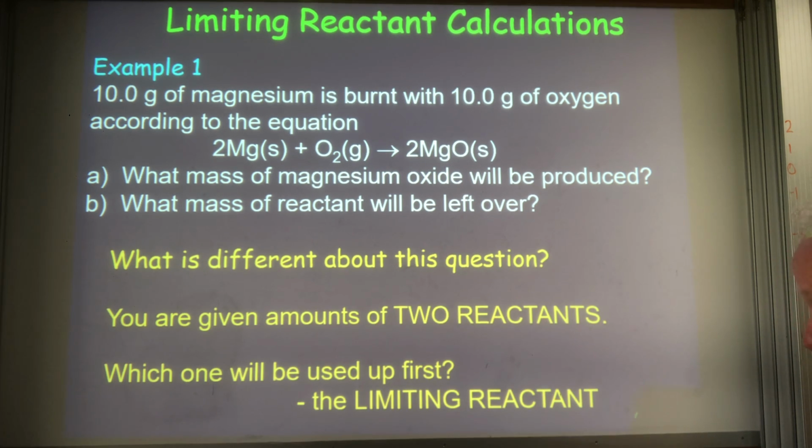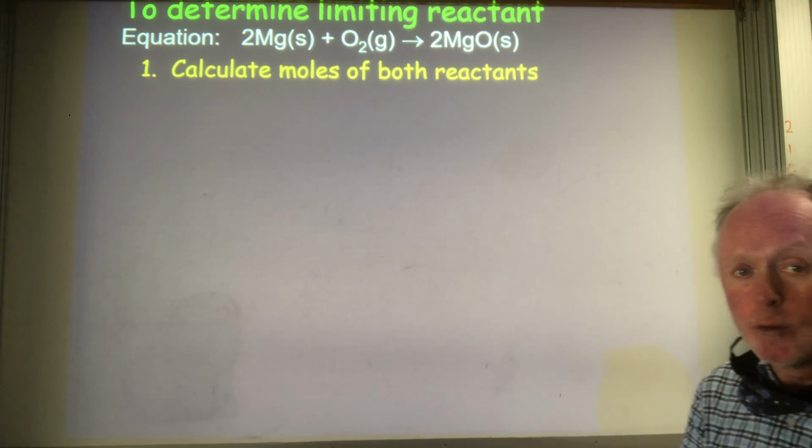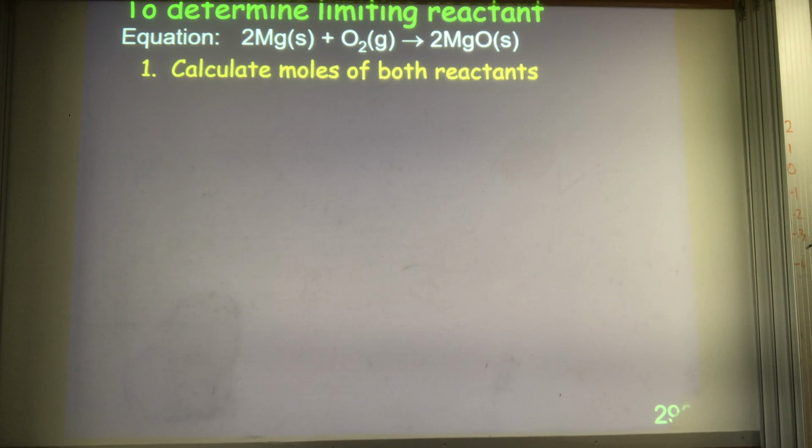Anytime you get a question where you can work out the number of moles of both of the reactants, then it's a limiting reactant scenario. You have to work out the limiting reactant first. Now it's just a little twist on the normal mass stoichiometry process. Instead of just working out the number of moles of one reactant, we've got two of them, so we work out the number of moles of both of them.